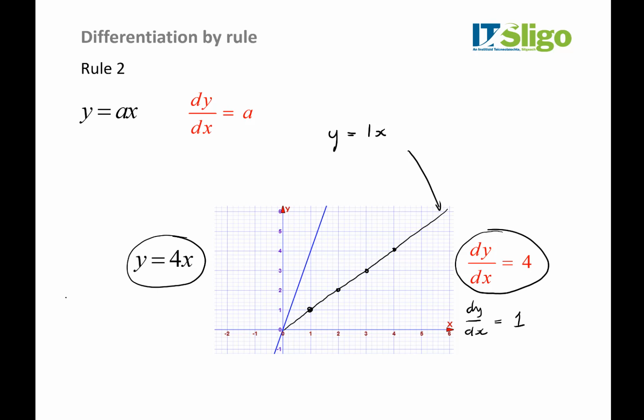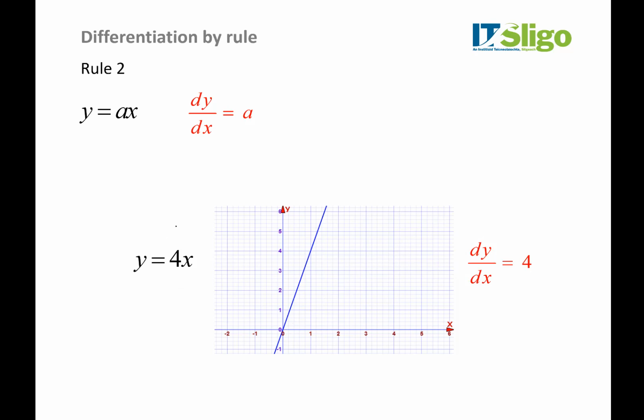Another way to look at it, what I often say is, the black equation tells us where we are. This gives us the position. So when x is equal to 1, y is equal to 4.